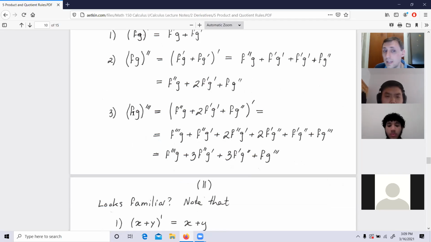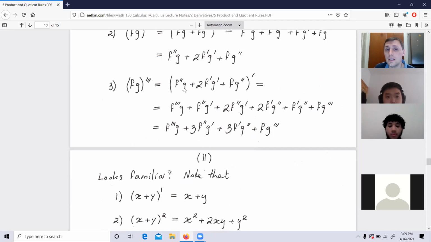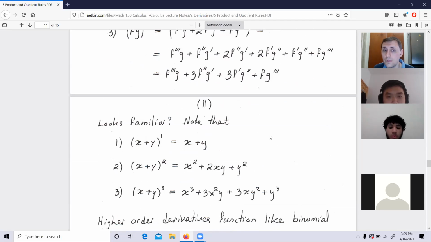Let's try taking another derivative. F, g, triple derivative. It's the derivative one more time of the double derivative. And when I calculate this, guys, I get this formula, which is very similar. Look at the formulas. Look at the coefficients. To the power of 1, x plus y. To the power of 2, x squared plus 2xy plus y squared. To the power of 3, look at it. Do you see the similarity?